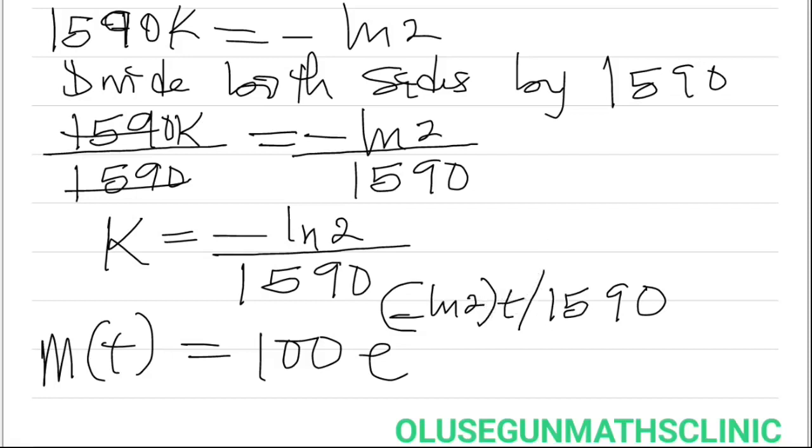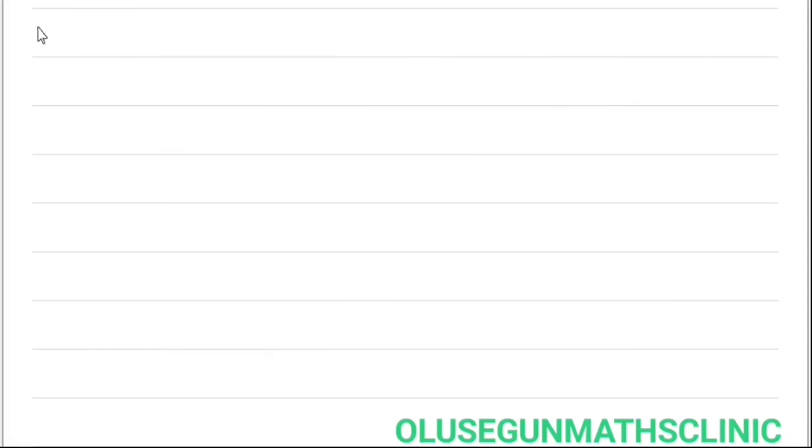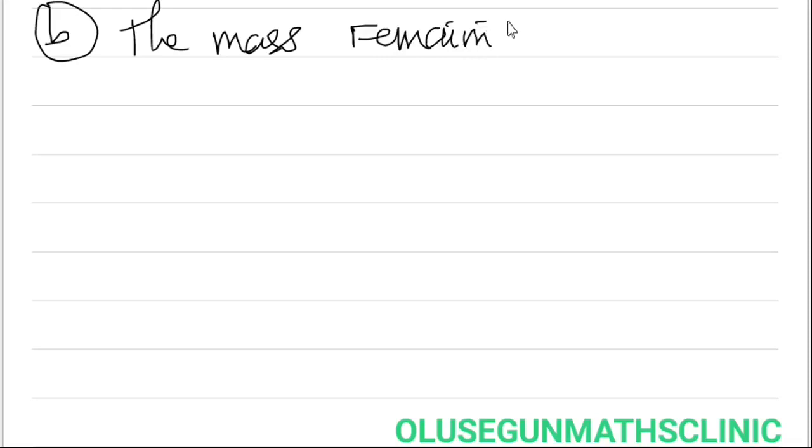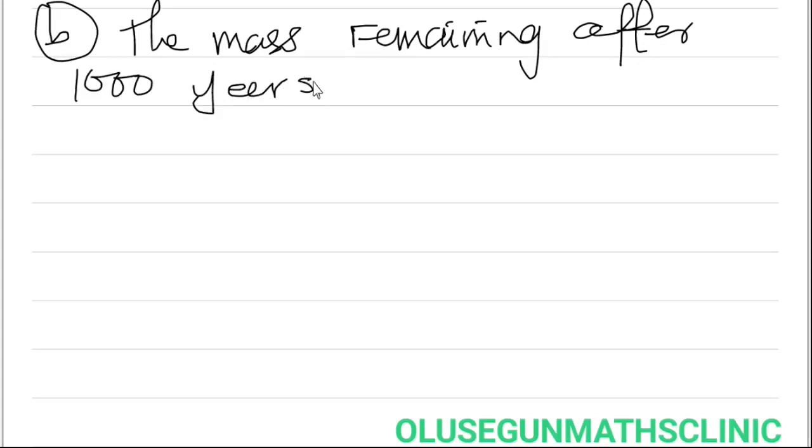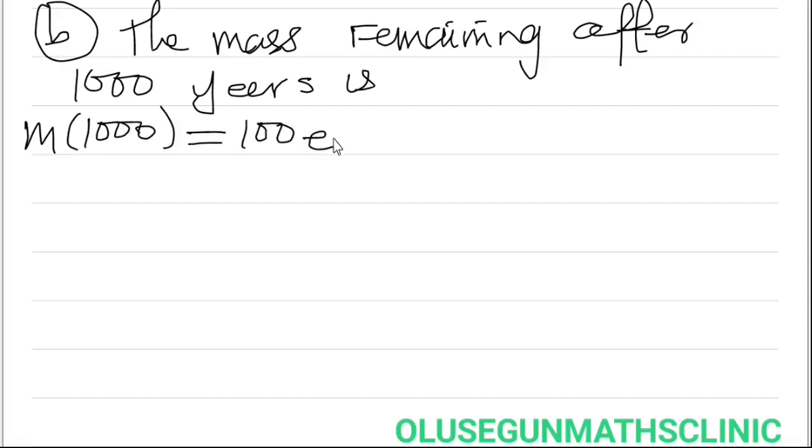That is all, nothing to do. So let's say the B part. The B part said the mass remaining after 1,000 years is, so you said mass at 1,000 years will now be, this is our answer, 100 exponential minus ln 2.